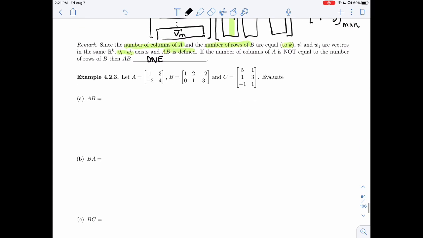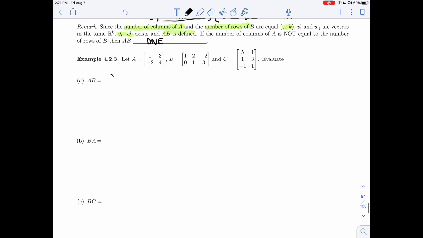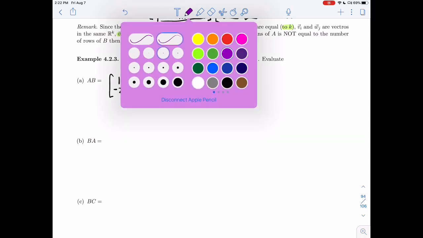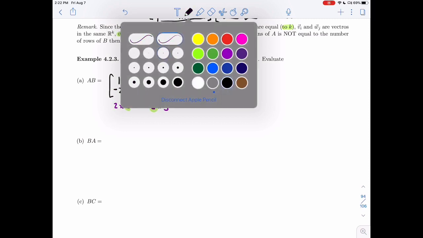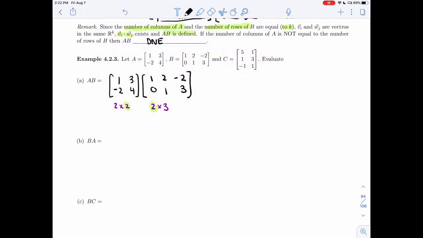All right, let's try one. Let's try AB. So I have A equal to 1, 3, minus 2, 4, and I want to take the product of that with B, which is 1, 2, minus 2, 0, 1, 3. All right, so let's check the dimensions. A is a 2 by 2. B has 2 rows and 3 columns, and notice that the middle dimensions match, so this product is defined. I'm going to get a 2 by 3 matrix.